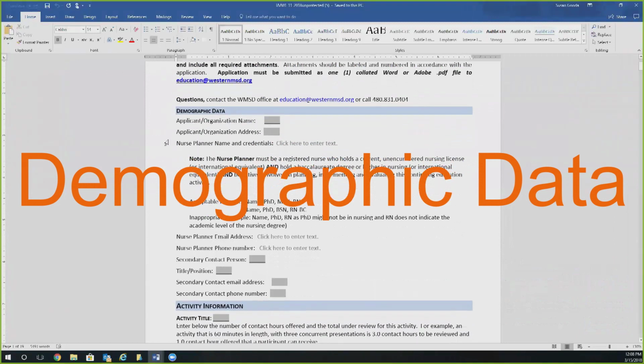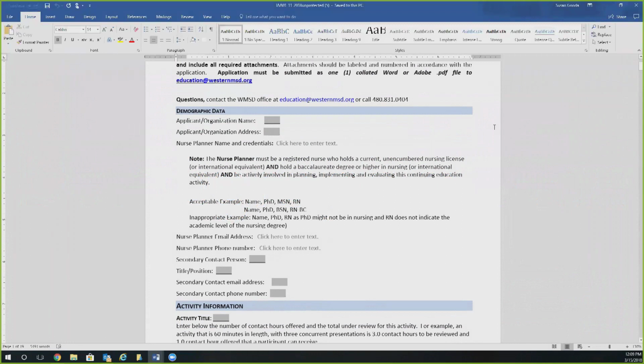So starting here at the top with your demographic information, this is all about your organization as well as the nurse planner and a secondary contact person. So your application and organization name, that would be the name of the organization that is applying for approval of the CNE credit. Your address, the name and credentials of the nurse planner.